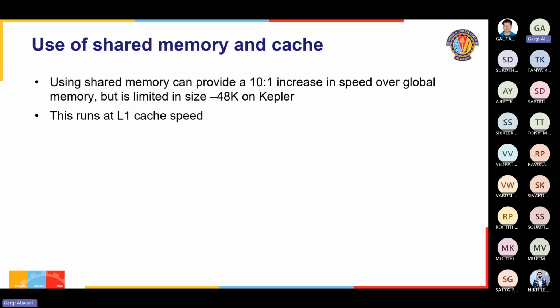Try to use shared memory and cache as much as possible, because shared memory provides at least a 10:1 increase in speed over the global memory. But the problem with shared memory is that it is limited in size. You have a fixed size of shared memory available to you, and you can use only that much memory. Shared memory runs at the speed of L1 cache, and hence it is one of the fastest alternatives to your global memory.